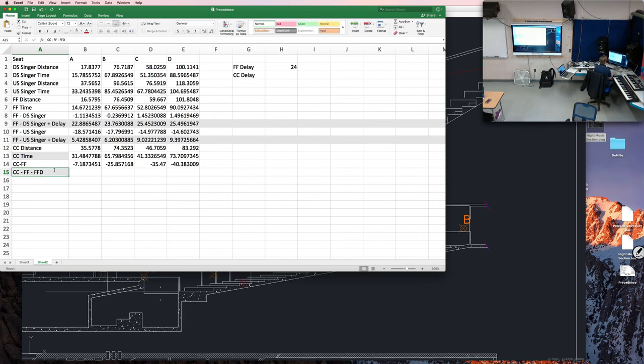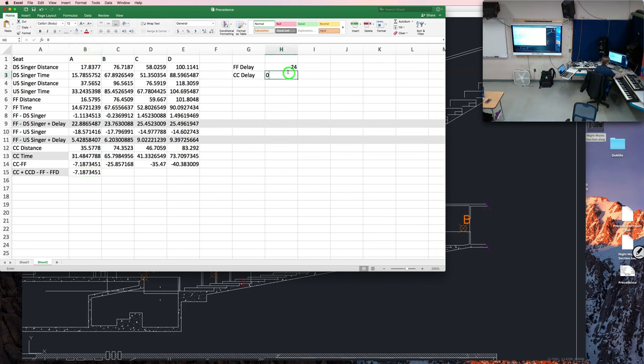And I also need to do, it'll be center cluster plus center cluster delay minus front fill delay. Okay? So this will be equals center cluster time plus that minus front fill time minus that. Okay? And these ones need to have dollar signs on them so that they'll track. And that's for these cells over here with the delay.